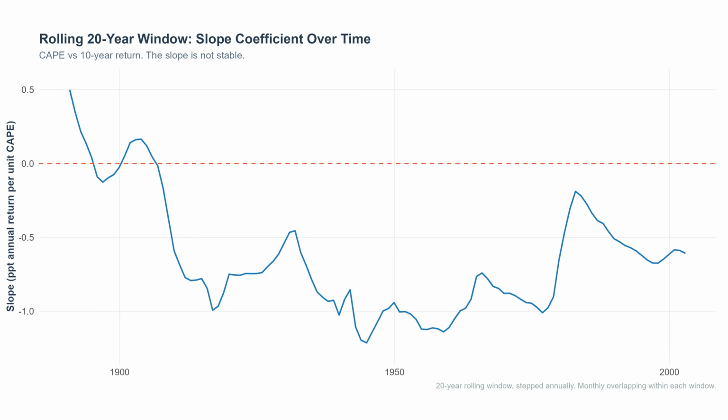It looks like an EKG of a patient having a heart attack. Exactly. In some eras, the fit is incredibly strong. The line slopes down beautifully, and valuations seem highly predictive of what the market will do next. But in other eras, the relationship completely vanishes. The slope flattens out to 0, and at a few points in history, the slope actually reverses.